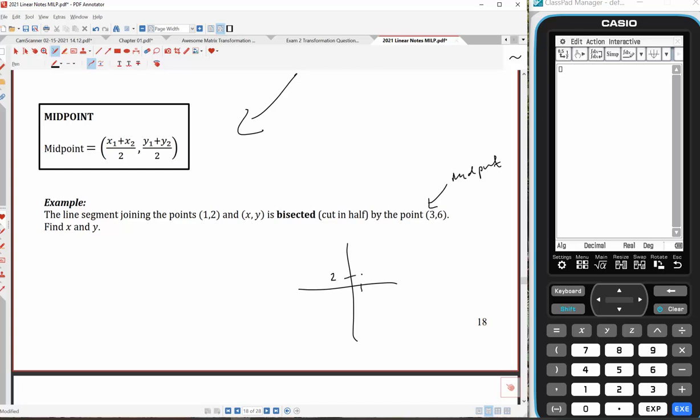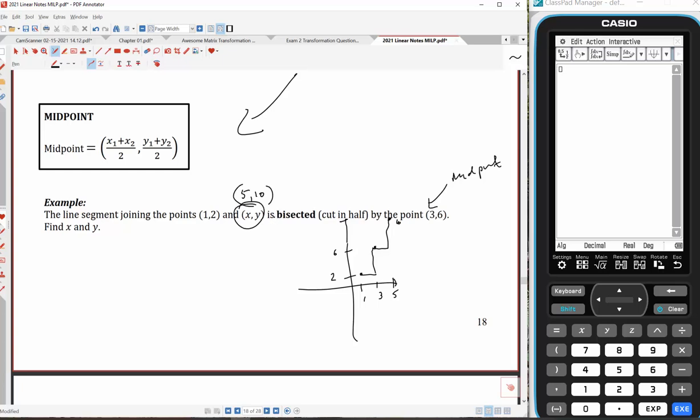So let's try this graphically and then we'll try it using the formula. We've got 1, 2 here. The midpoint is 3, 6. And there's another point x, y down here. You can see that if we just continue the pattern of going 2 across and 4 up, 2 across and 4 up, we're going to get to 5 and 10. So this other point will be 5, 10. That's what I believe.